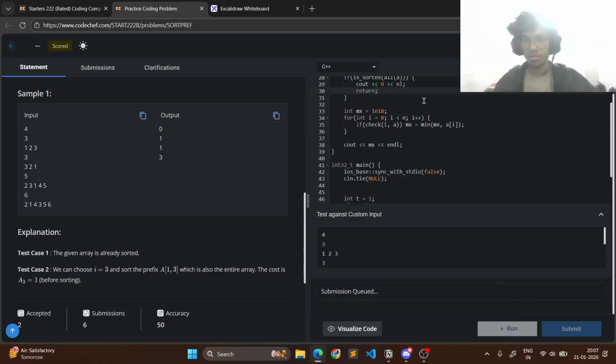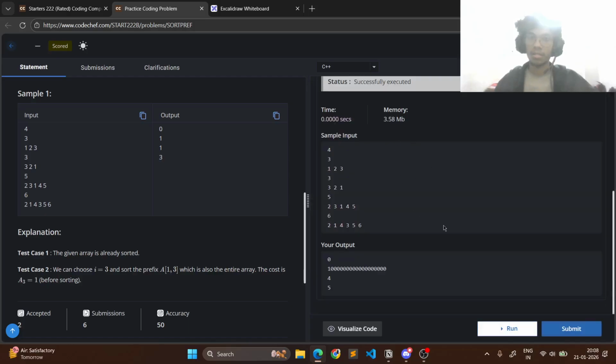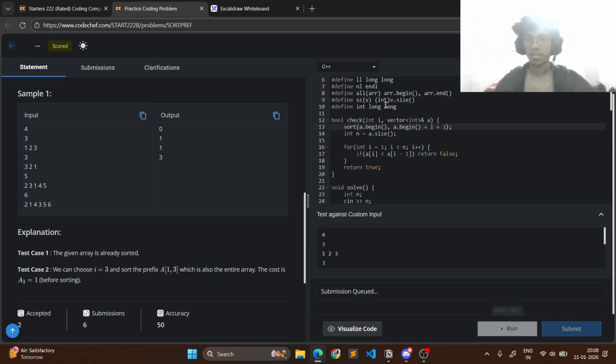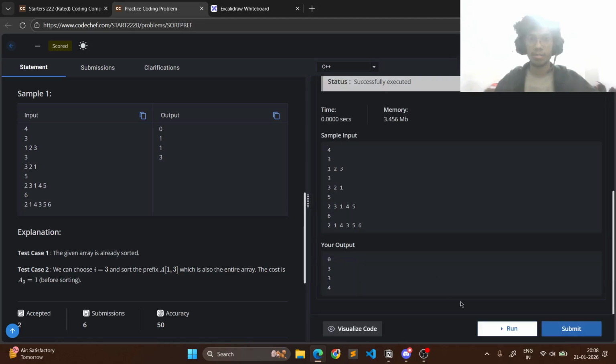And sort from begin to begin plus i plus 1, because this is exclusive. I guess the second pointer is exclusive. Why is it 3?